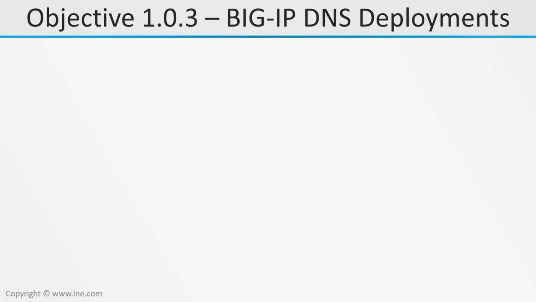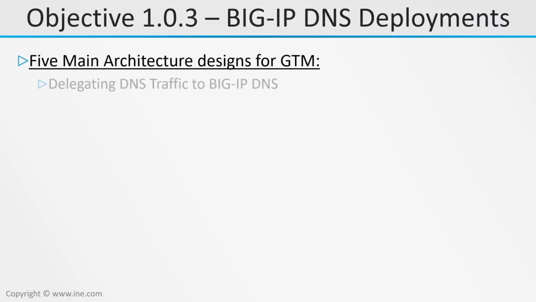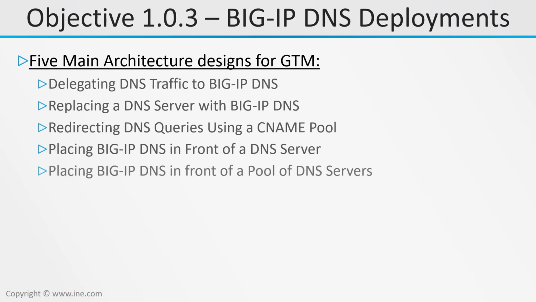Okay, so let's look at the BIG-IP DNS deployments. Now, I believe there's really 5 main architecture designs for GTM/DNS. There's many ways to slice the cake, right? So you can have a combination of these designs, or just one. We're going to dive into each one of them, and then later you'll be able to distinguish how you can fit some of these together, and we'll touch on that as well.